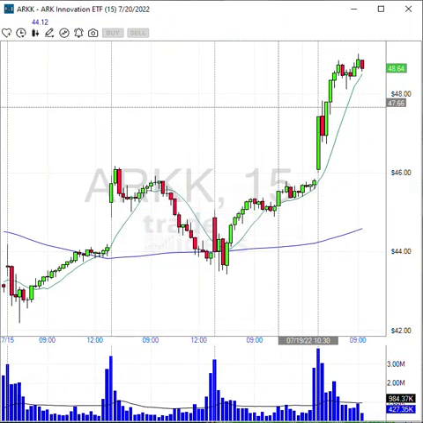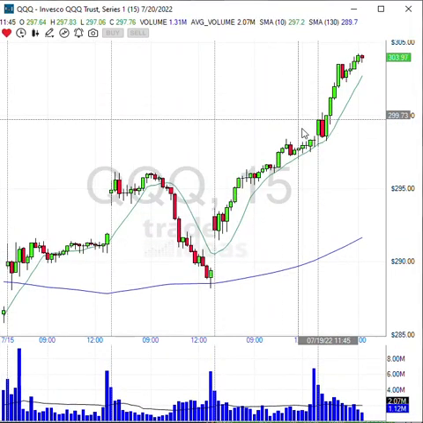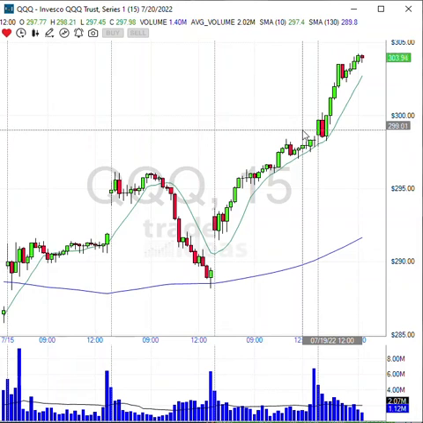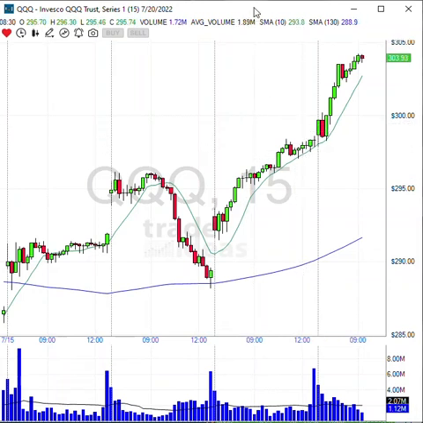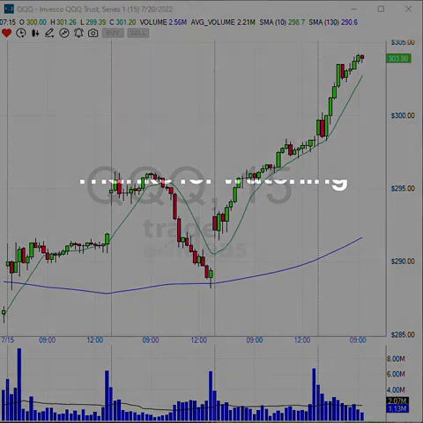So again, if you're having a hard time figuring out how to read charts and what indicators to use, I suggest trying this little pair of indicators here, the 10 SMA and the 130 SMA, only on a 15-minute chart.